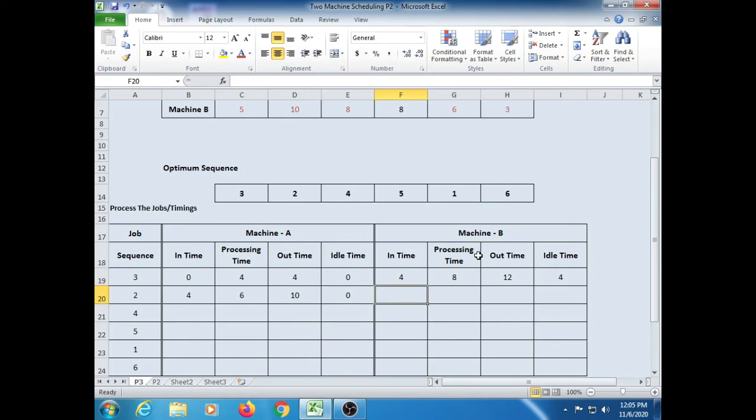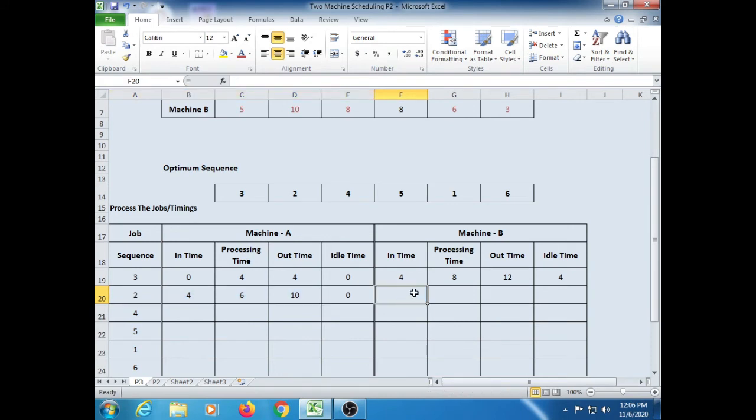And here we have to check the machine B availability, and at the same time the job availability also we have to check. So is there any job we have to process? Yes, we have a job to process at the 10th hour. So after the 10th hour only we can forward this job on machine B. At the 10th hour we can perform this job on machine B.